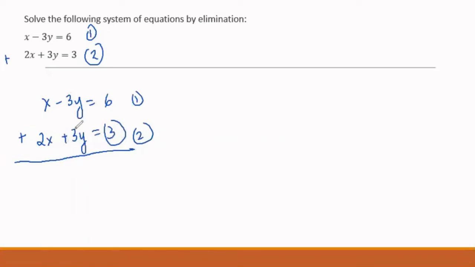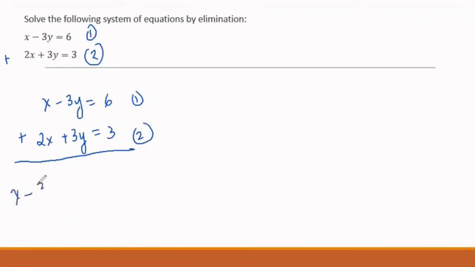So if I add 2x plus 3y to the left-hand side of equation 1, and I add 3 to the right-hand side of equation 1, I still haven't changed the value of equation 1. Remember that in an equation, it does not matter what I do to it as long as I do exactly the same thing to both sides. So those are tools we didn't have when we were just looking at snippets of equations, when we were just looking at expressions.